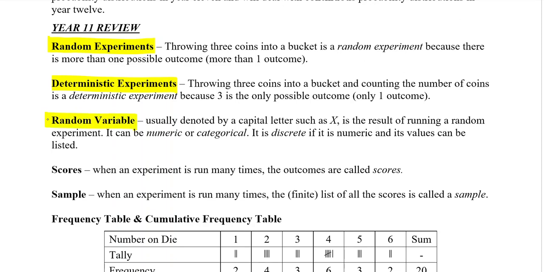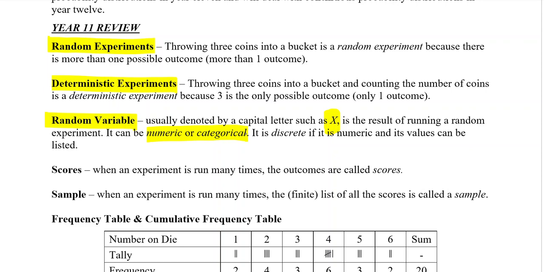A random variable, which we use the capital letter X to represent, is the result of running a random experiment. It can be numerical or categorical. Numeric means numbers, okay, so you can have number answers. Categorical means word answers, so it could be what is your favourite colour, that kind of thing, a word response.